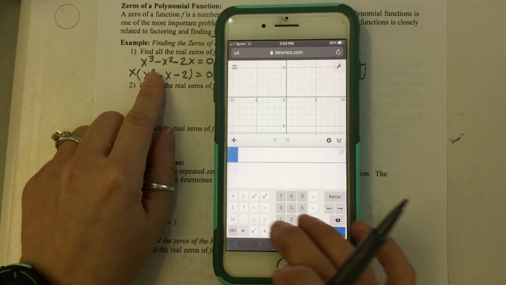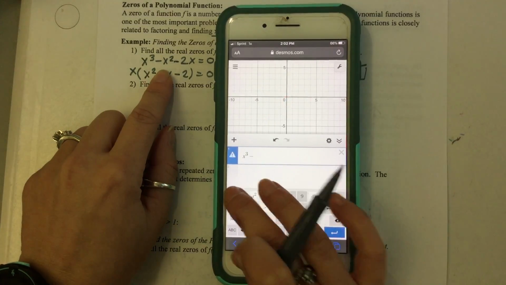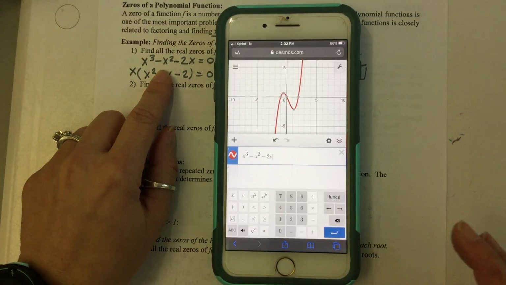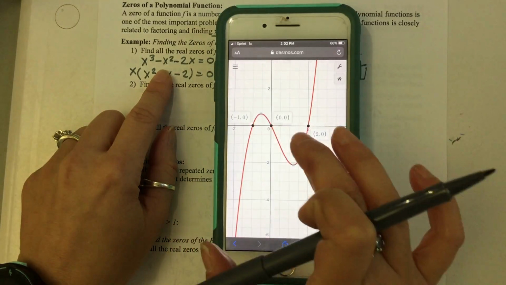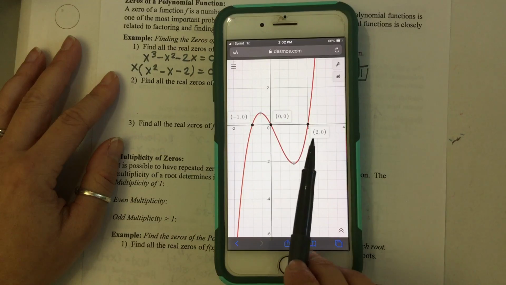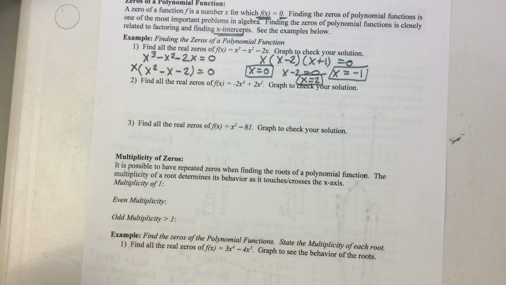Now to check it, go to Desmos, x to the power of 3 minus x to the power of 2 minus 2x. So I just graphed the original. Here is my graph. I can see that, yes, I do have 3 zeros. You go ahead and tap those. Our x value should be negative 1, 0, and 2. Negative 1, 0, and 2. So our answer's checked. Okay, let's look at another one.